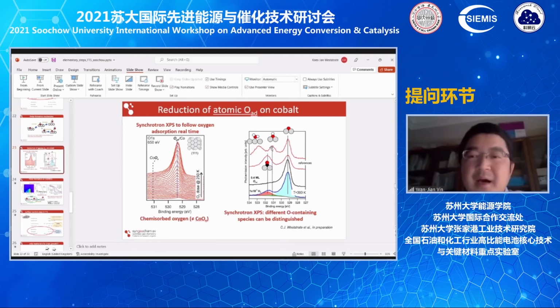So next question is how to avoid the metal corrosions in the presence of syngas with high content of carbon oxide.